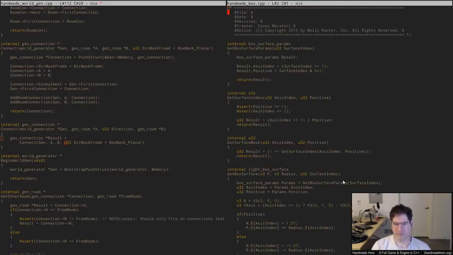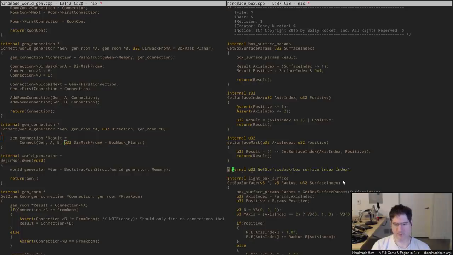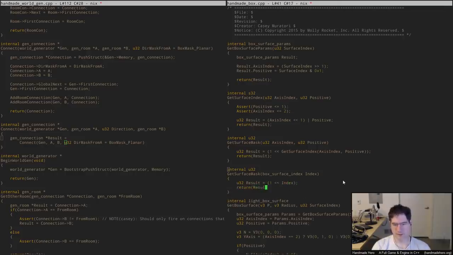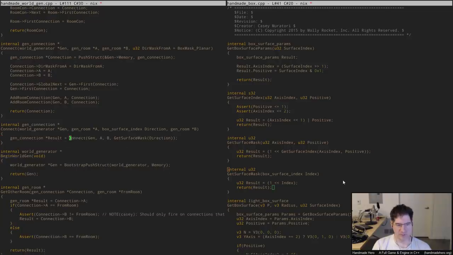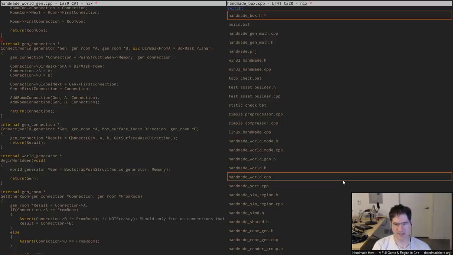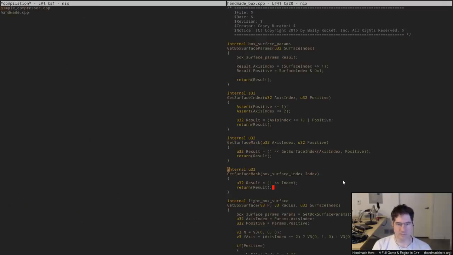So get surface mask from one of these. Again, very straightforward, but I'm just going to leave it that way so you can see what's happening. You don't have to wonder why I'm doing this weird shift up thing, right? And since this is only ever one direction, I can make this a surface index so that the compiler will type check that and make sure someone doesn't pass more than just one direction there. So we just call that our connect call, C-O-N-N-E-C-T, not the defunct peripheral, K-I-N-E-C-T. Let's go ahead and build.